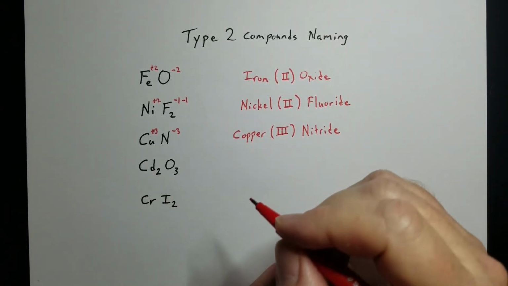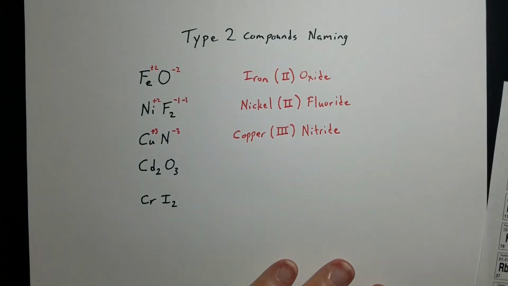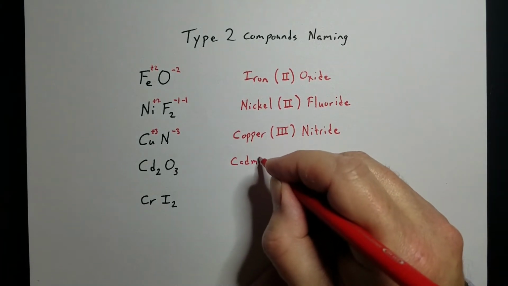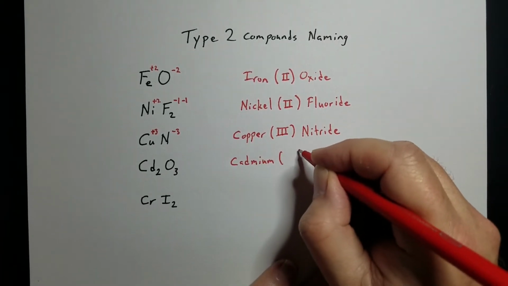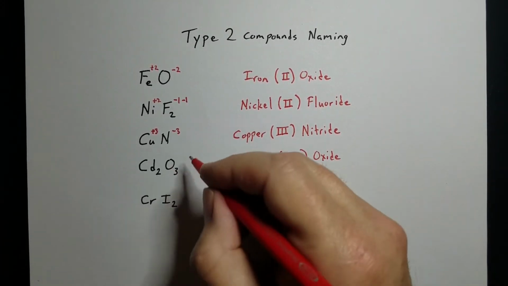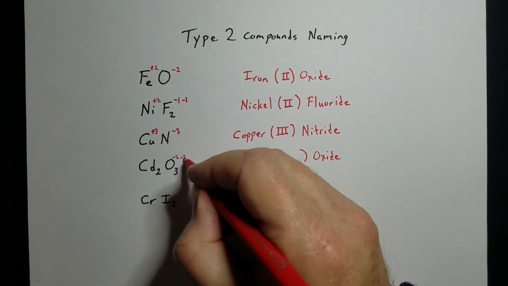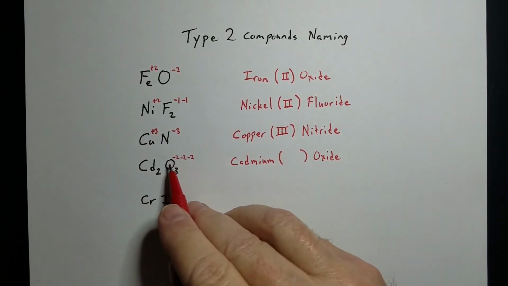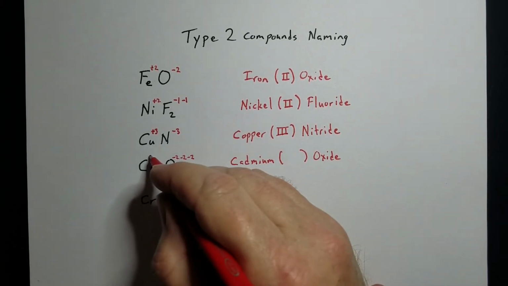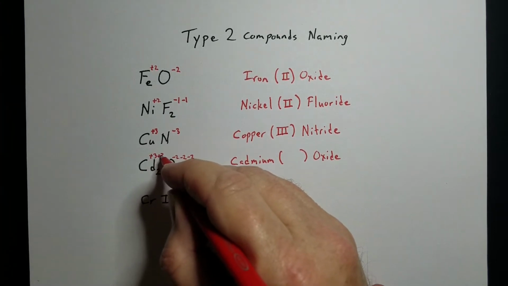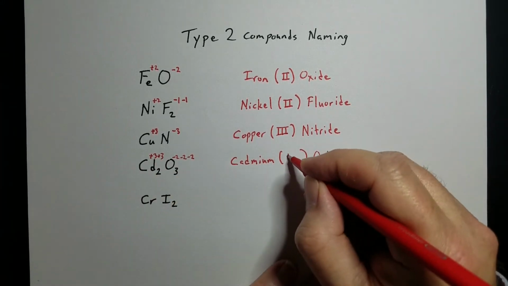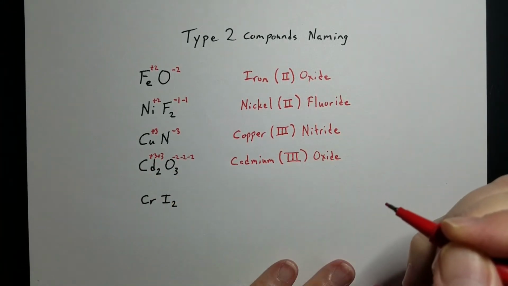Let's try this one. This one looks a little bit more difficult. So this one is cadmium. And then oxygen would be oxide. All right, now oxygen's -2, and we've got 3 of them. So that's a total of -6. So this has to be a total of +6, but there's 2 of them. So that means each one of these has to be a +3. So +6, -6, add up to 0. So this is cadmium 3 oxide.